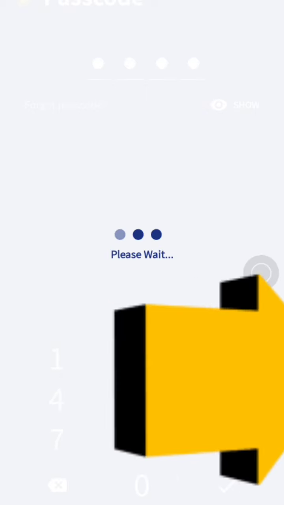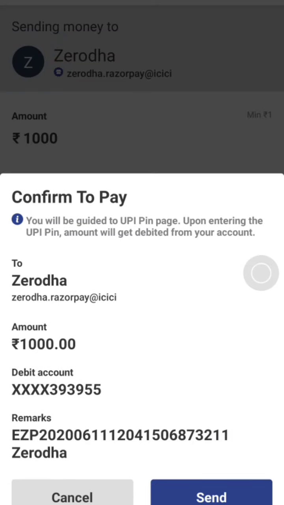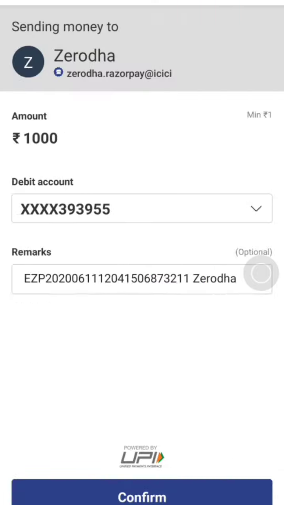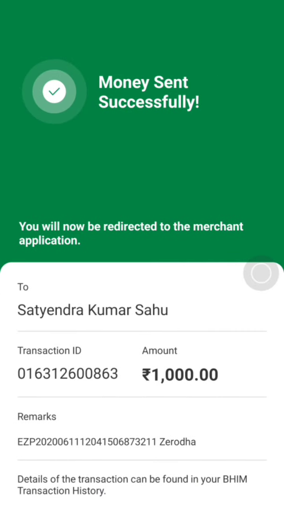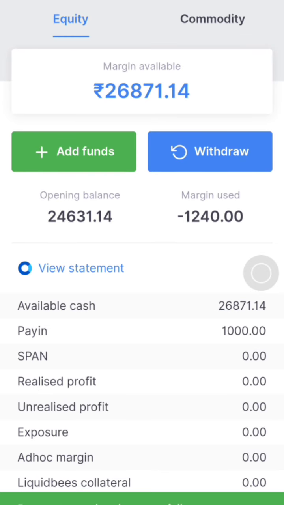Then you can enter a password. Now you need to confirm it. Then you can put the password again. You can see money sent successfully. It will come like this. Then you can see it was something like 25 thousand, and now it's coming 26,871. So my fund got added.